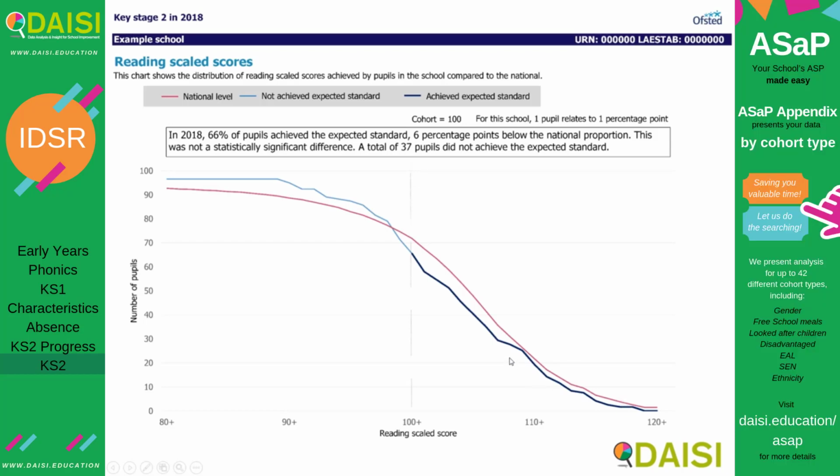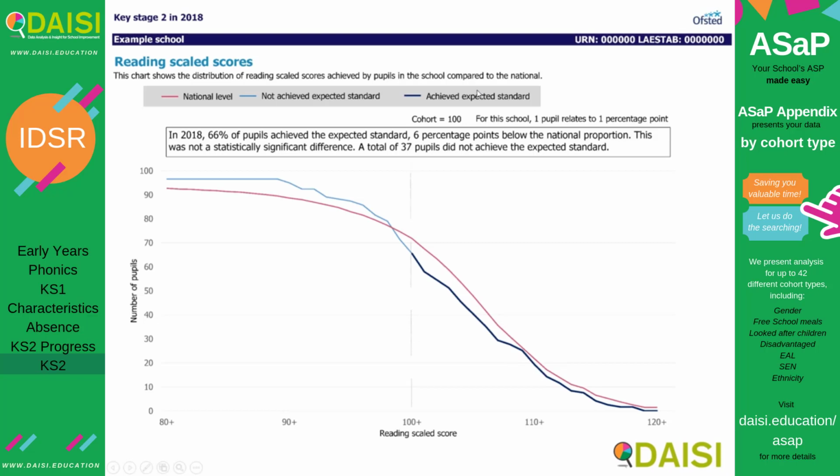So the reason why this has been included rather than the standard bars is that Ofsted obviously want to look not just at how many pupils passed or got the greater depth or high standard, but also what happened at the 80, the 90, the 95 scaled score, the 105. This allows for a bit more nuanced analysis.